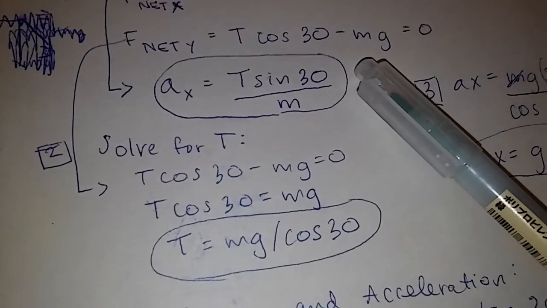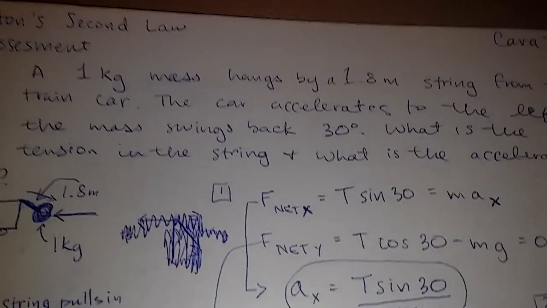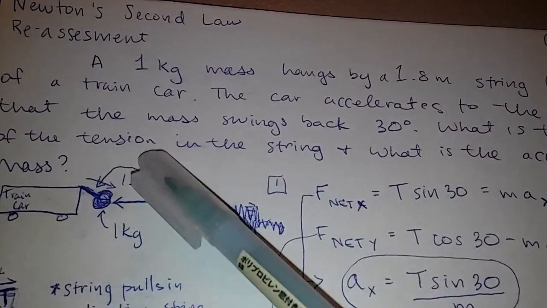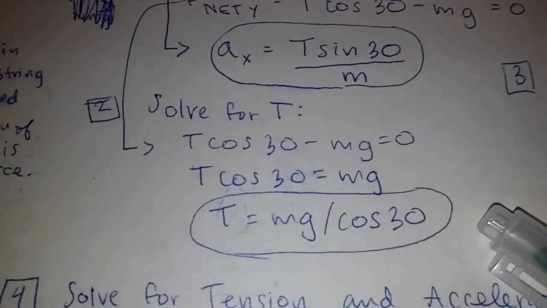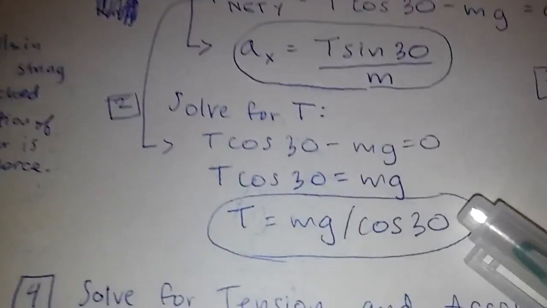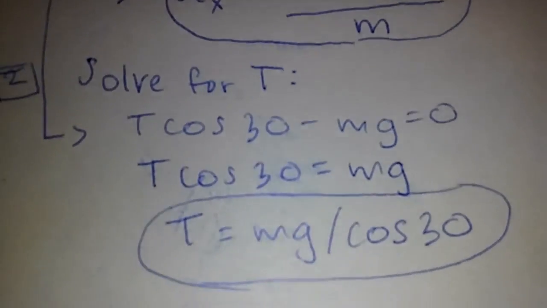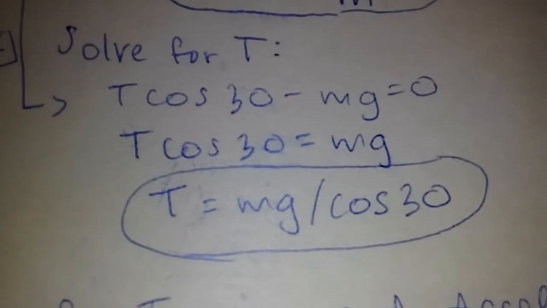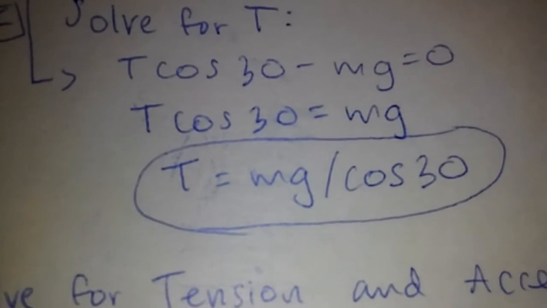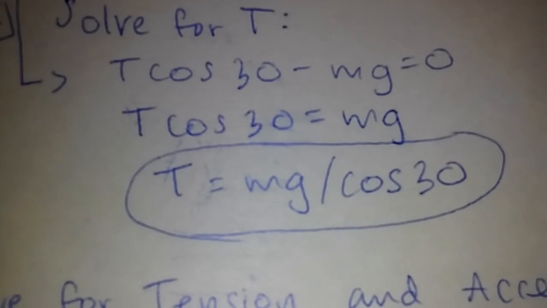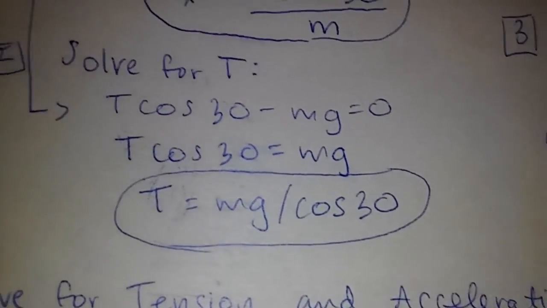And then I want to take the F net in Y and solve for tension, because tension is one of the requirements of the problem, the tension of the string, I guess. So I took T cosine 30 minus mg, subtracted mg from both sides, and then divided that by the cosine of 30, and that gives me tension.